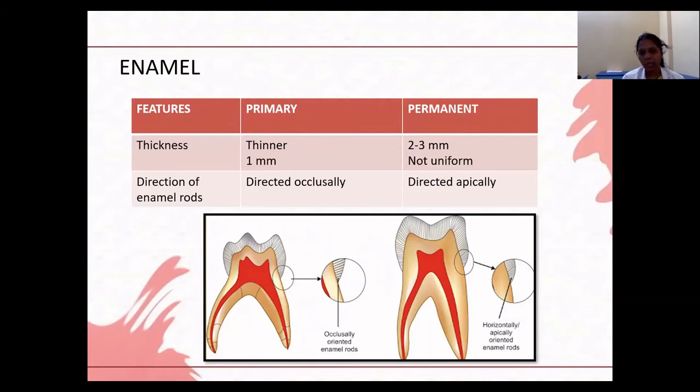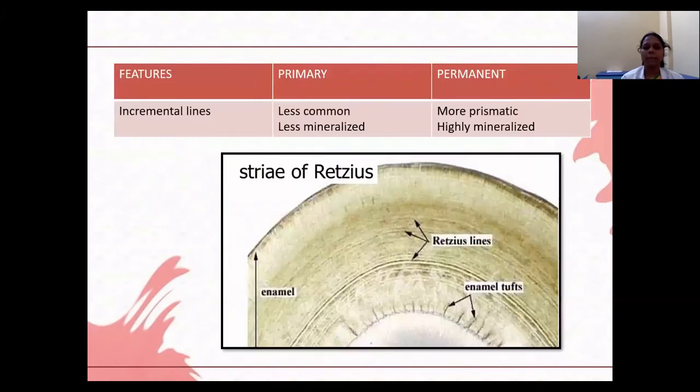And you can see the direction of enamel rods in the picture. In the first picture, you can see the direction of enamel rods. It's running towards occlusally, but for permanent teeth, it is oriented towards apically. And next, the difference seen in the primary and permanent dentition is the incremental lines.